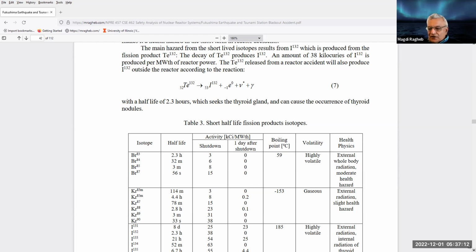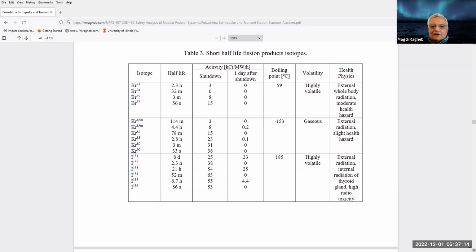So you'll find that, again, we have two tables here, like we separated there in the chapter on the source term. Some isotopes are short-lived. Bromine-83, for instance, one day after shutdown, you don't find it at all. It is very short-lived, a 22.3 hours half-life, 32 minutes half-life. Krypton is a noble gas, so it doesn't affect the human body, doesn't interact chemically, so it's primarily a gamma ray emitter. It has a very slight health hazard.